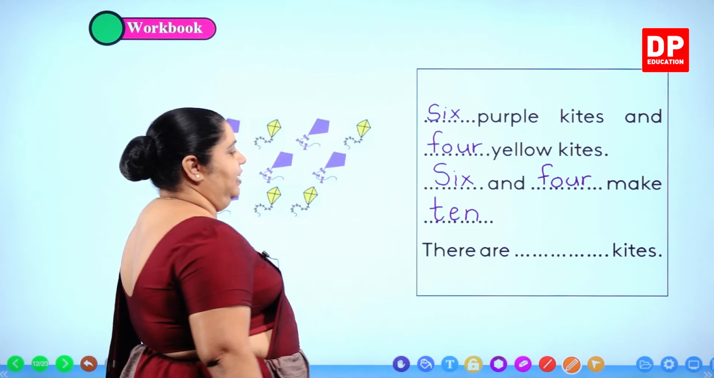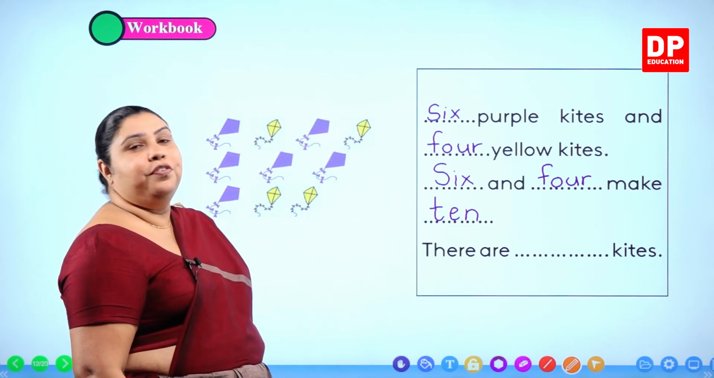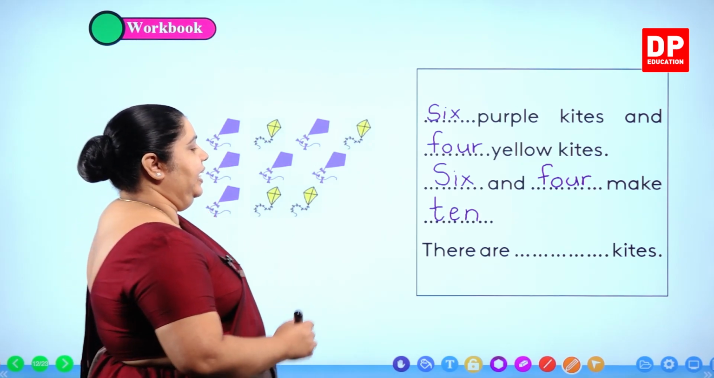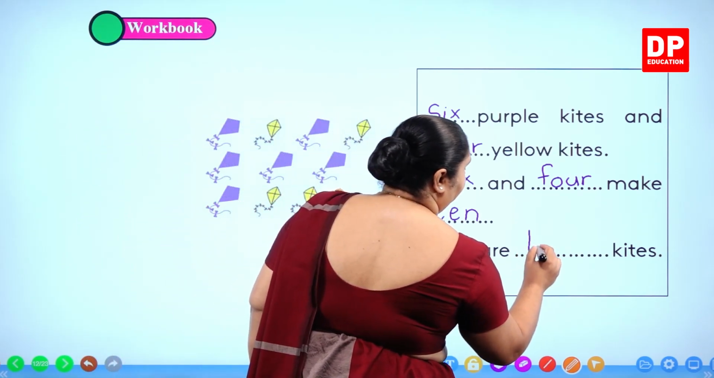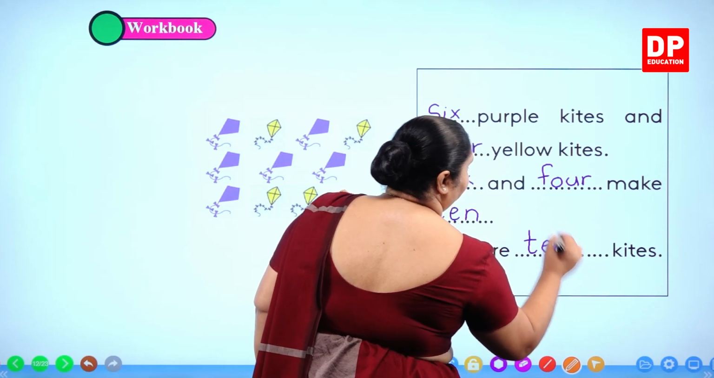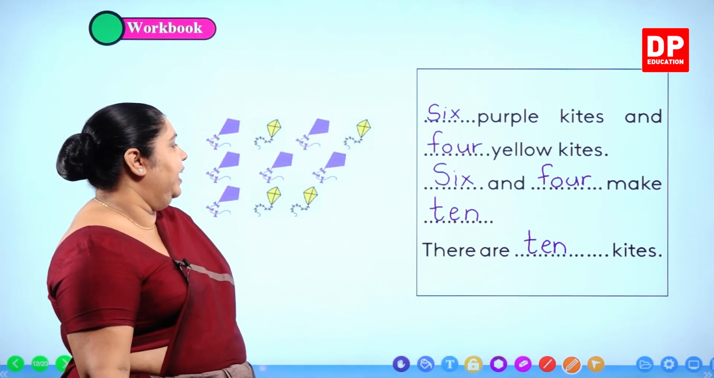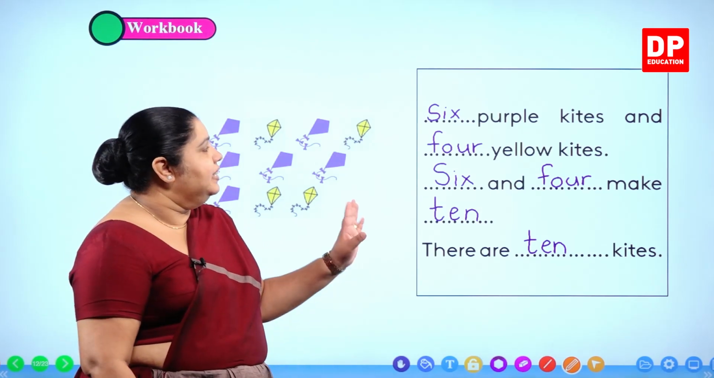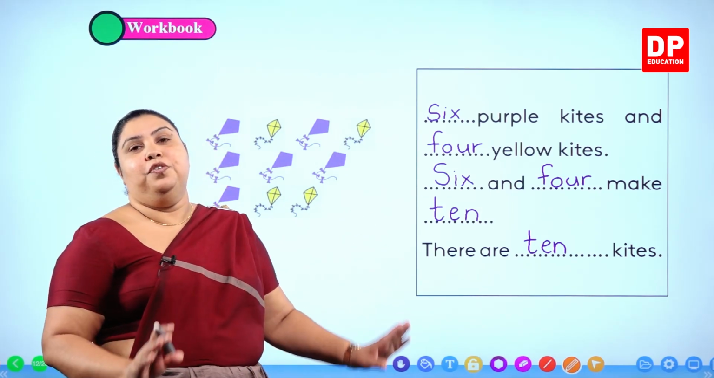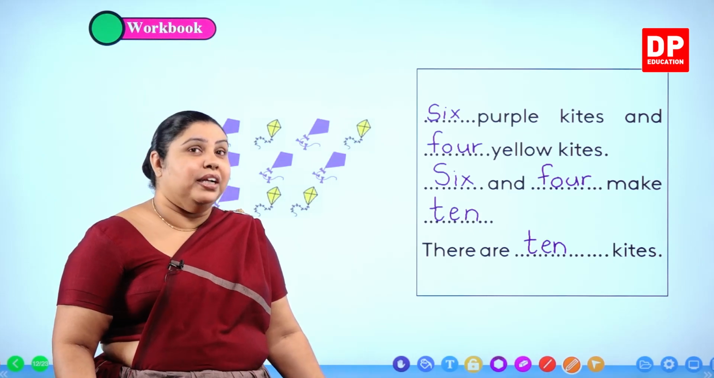T-E-N, 10. So, 6 and 4 make 10. There are how many kites? 10 kites. There are 10 kites. So, altogether we have 10 kites here, 6 purple and 4 yellow. So now did you understand?